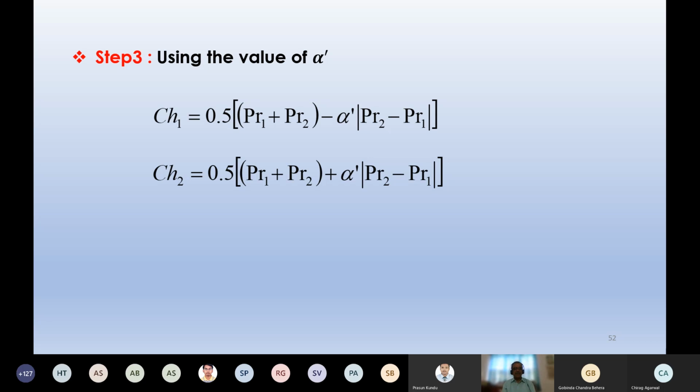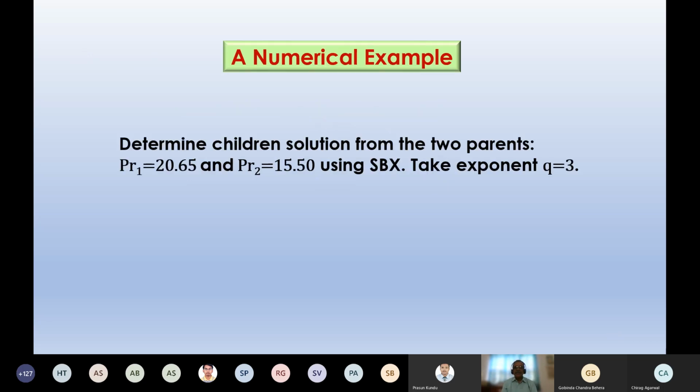I think I am clear to all of you. So the difference between the two children, which we calculated indirectly using the expression alpha prime and the difference between PR2 and PR1, we take 50% of that difference, we subtract it here for getting child 1 and we add it here for getting child 2. So this is the way we calculate child 1 and child 2 starting from the two parents. Using this SBX, very easily you can find out the children's solutions.